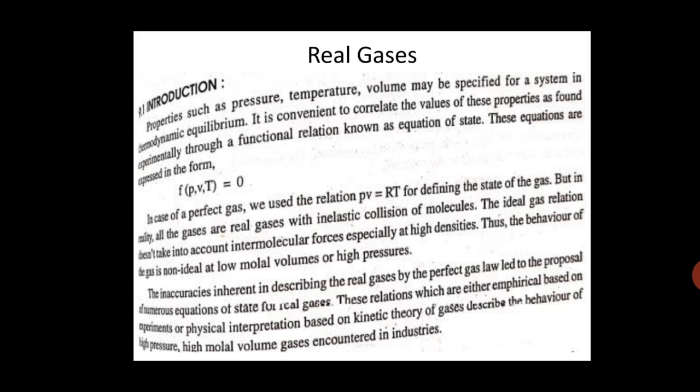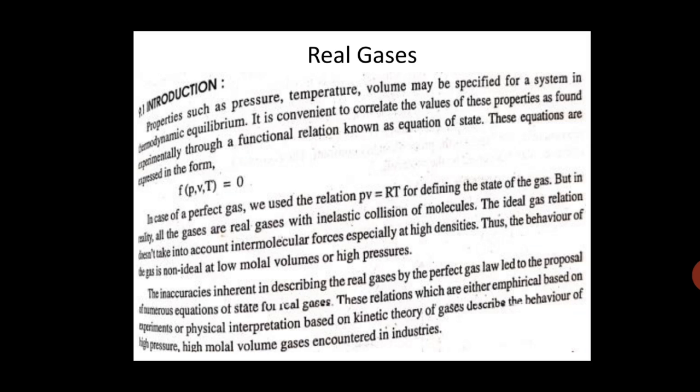Suppose we are dealing with LPG in our house. LPG gas we use for cooking, or air for blowing your tires, or even nitrogen for that matter. They are all real gases, and definitely there will be some variation from PV equals RT.